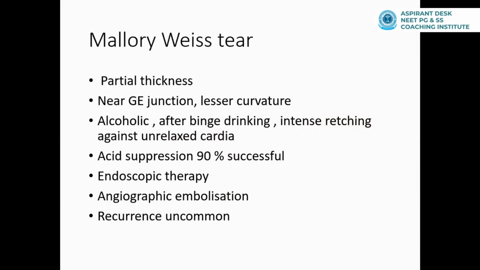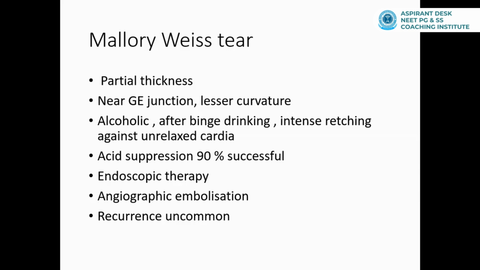This is also one of the reasons for UGI bleed. It is a partial thickness tear in the mucosa and submucosa of the stomach, usually near the GE junction over the lesser curvature. The usual history is binge drinking in an alcoholic and intense retching against an unrelaxed cardia. In 90% the treatment is acid suppression and NPO, which is successful in 90%. Sometimes it needs endoscopic therapy or angiographic embolization, but recurrence of bleeding is uncommon with Mallory-Weiss tear.